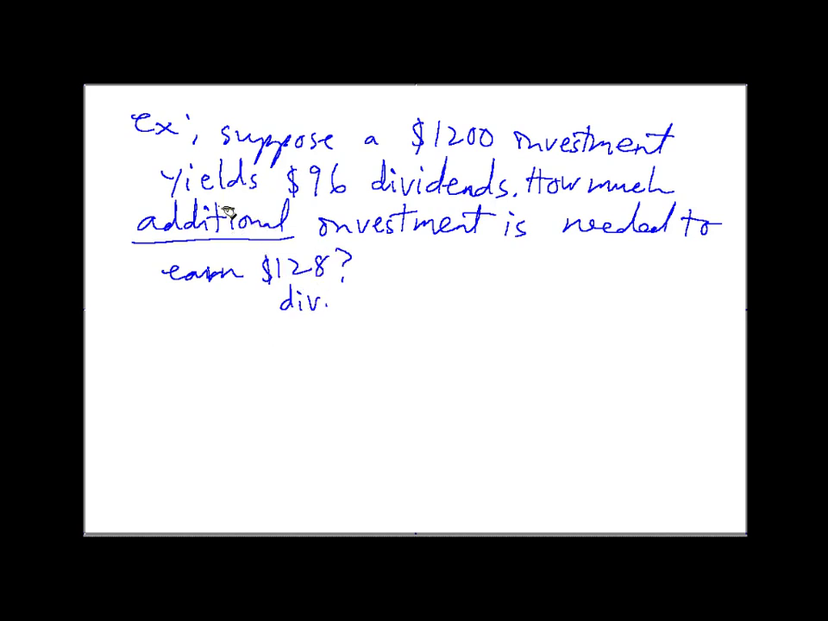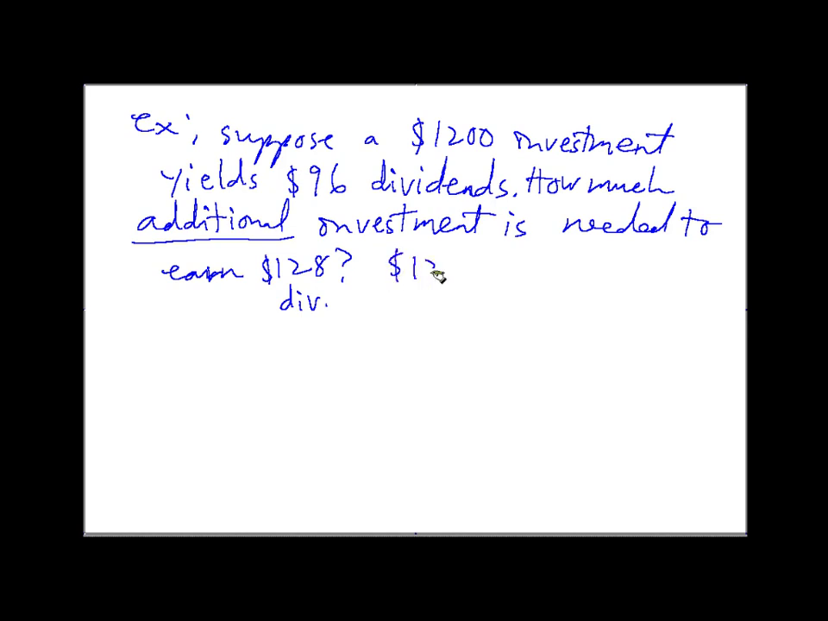Now the key word is the word additional. That means I'm not asking for how much total do I need to make 128. I'm asking for how much more do I need in addition to the 1,200 I've already put in. How much more do I need to add to this account to get me up to 128 in dividends? All right, so let's look at the setup then.